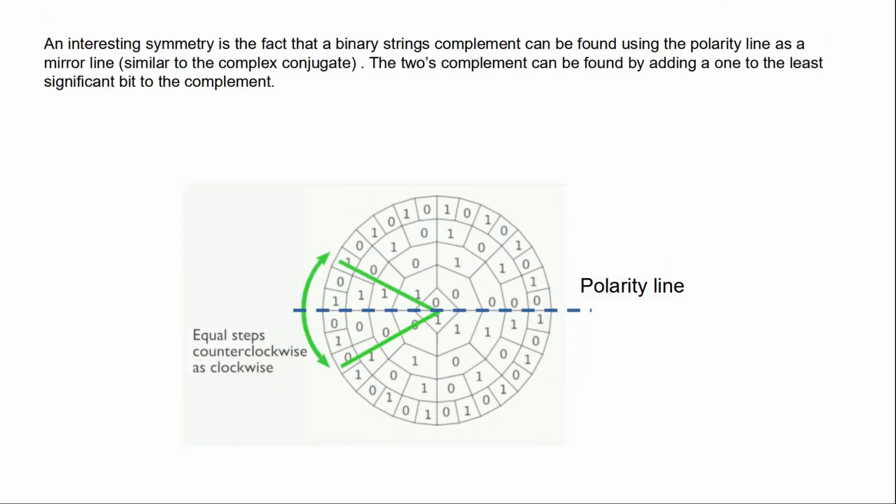An interesting symmetry is the fact that a binary string's complement can be found using the polarity line as a mirror line, similar to the complex conjugate. The 2's complement can be found by adding a 1 to the least significant bit of the complement.